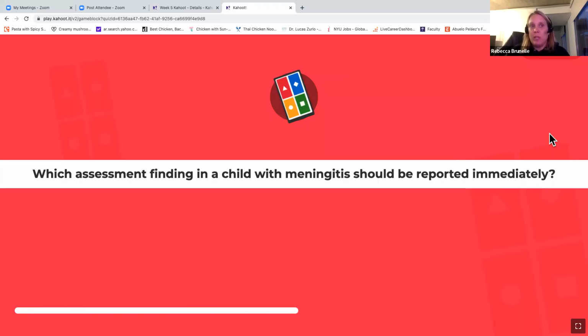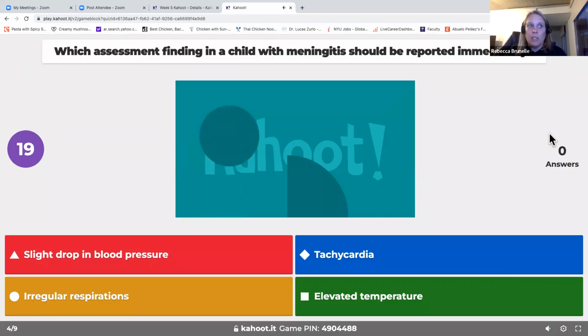Which assessment finding in a child with meningitis should be reported immediately? A slight drop in blood pressure, irregular respirations, tachycardia, or an elevated temperature.